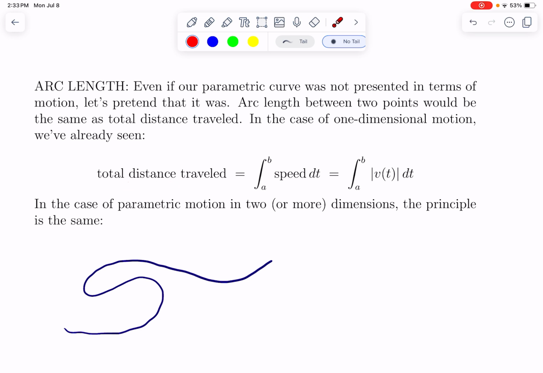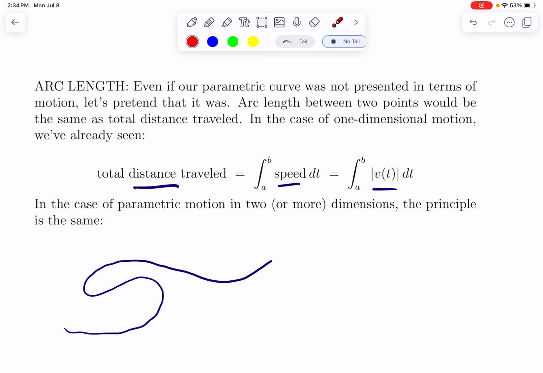Total distance traveled is the same as the definite integral of speed. This is the one-dimensional version that you already learned in Calc AB. Speed is the absolute value of velocity. If we take the definite integral of speed, we figure out how far we have moved in terms of total distance traveled. Here, it's exactly the same principle.